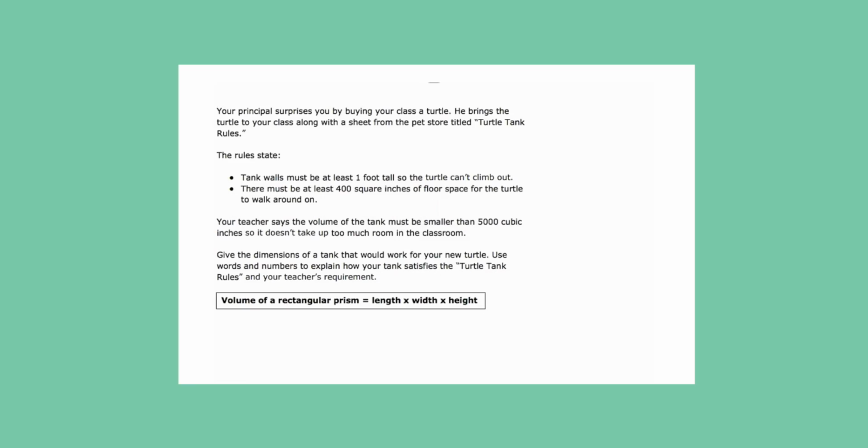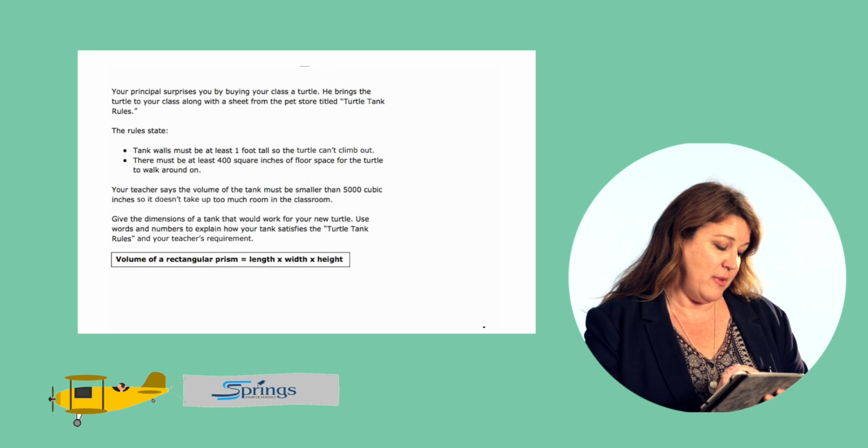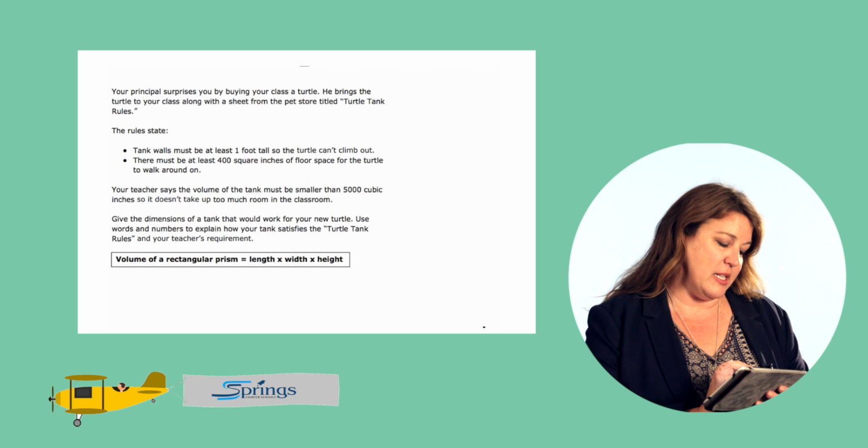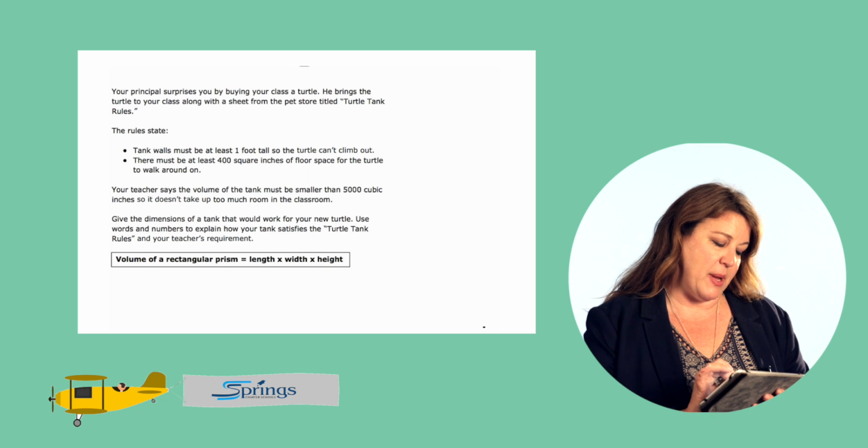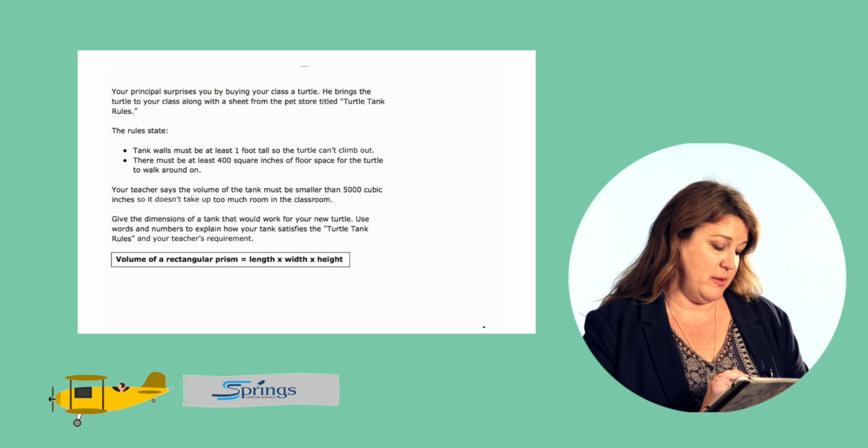Let's take a look at question number 5. It says your principal surprises you by buying your class a turtle. He brings the turtle to your class along with a sheet from the pet store titled Turtle Tank Rules. And the rules state, one, tank walls must be at least 1 foot tall so the turtle can't climb out. And two, there must be at least 400 square inches of floor space for the turtle to walk around on.